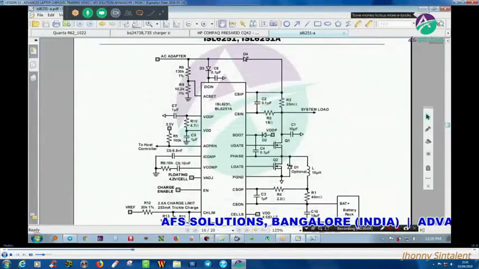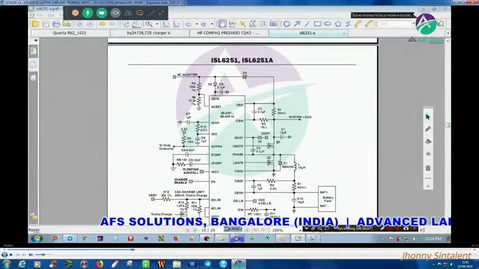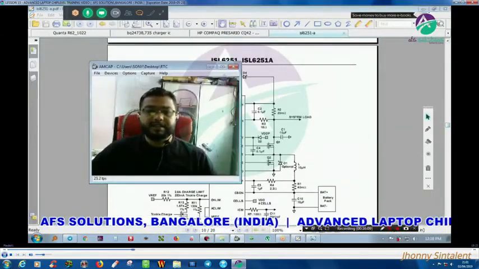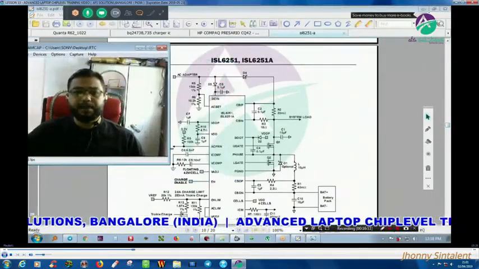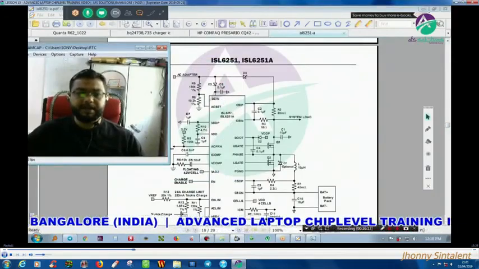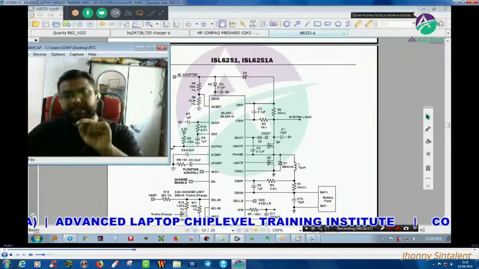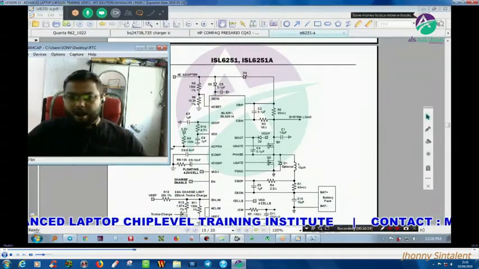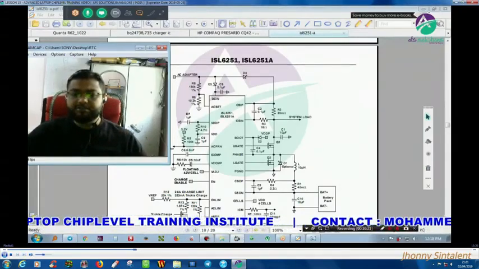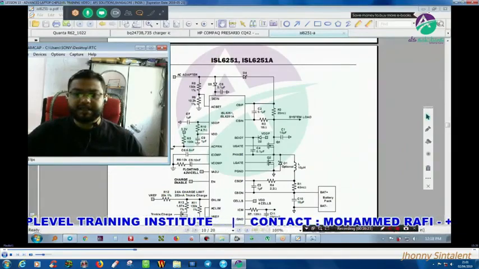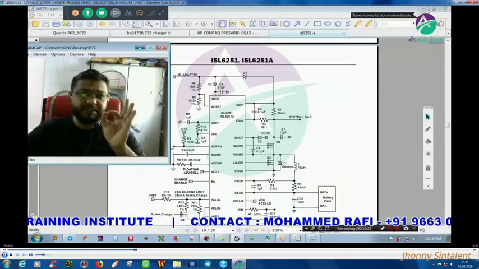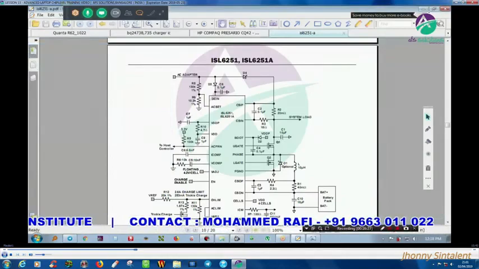I want to tell you one more thing: whenever you don't get a schematic for any motherboard, you can do it a simple way. Download the data sheet of that IC, and automatically you will get the schematics for that specific IC. So this is a schematic.